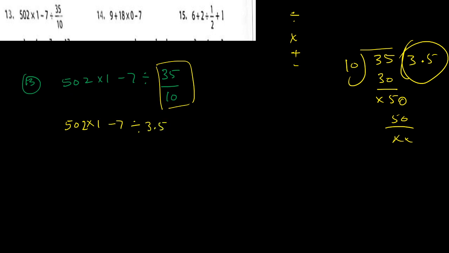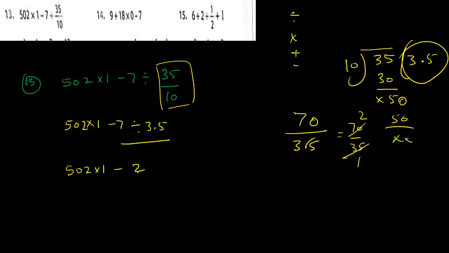Now again, if you divide 7 by 3.5, what will you get? You will remove the decimal and increase 0. So 70 upon 35. 35 ones are 35, 35 2s are 70. So you will get 2 here. So 502 multiplied by 1 minus 2. Now 502 into 1 is 502, minus 2. So 502 minus 2 is 500, which is your answer.